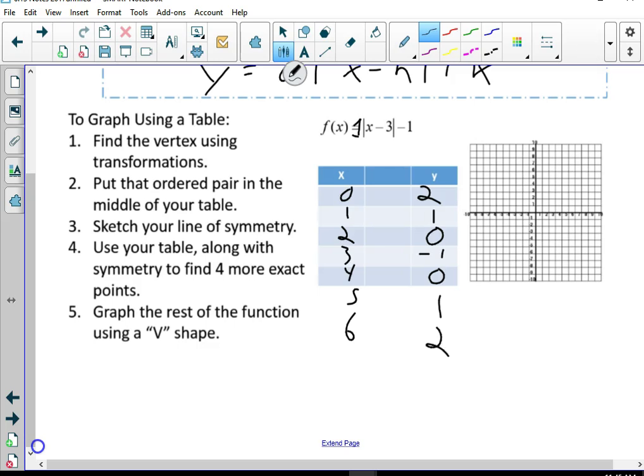So we have our mirror going on, sort of. 0, 2 is going to be right here. 1, 1 is going to be here. 2, 0. 3, -1. And then it bounces back up. 4, 0, 5, 1, and so forth. 6, 2.